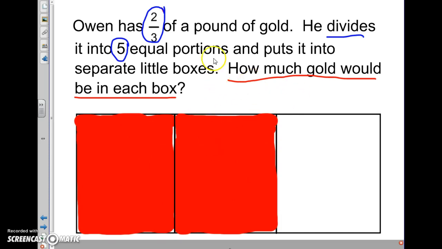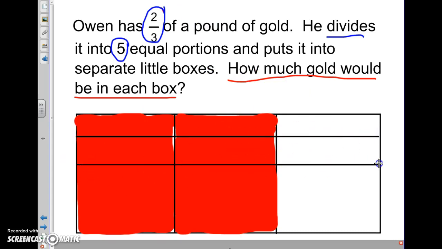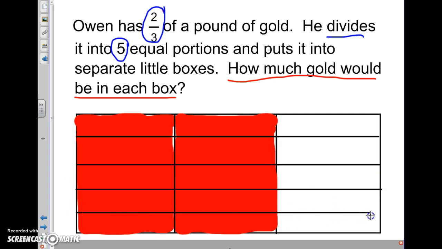Now we're going to divide this into 5 equal parts. This might not be exactly even parts, but I'm going to do my best. Okay. So we just divided this horizontally into 5 rows, as you can see across here. So the question again is, how much gold would be in each box? Each of these rows represents one box.